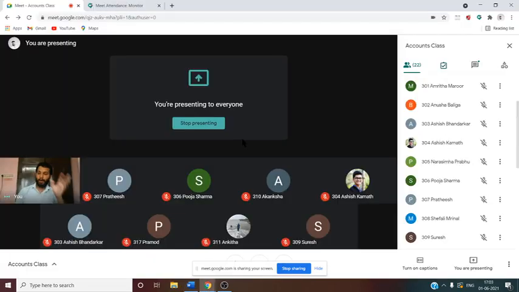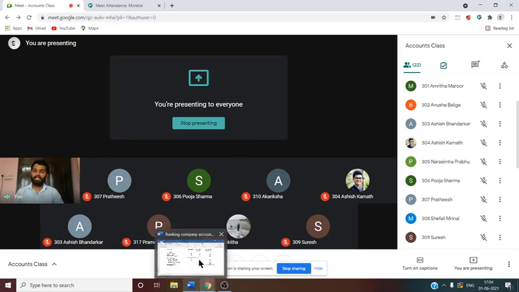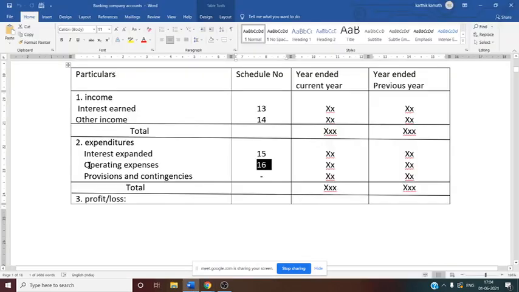Then postage, operating expense. There is a lot of information given, and we cannot discuss all of it, so I am telling it to you in brief. Postage, telegram expenses, telephone expenses, repair expenses, maintenance expenses, insurance expenses, other expenses, all come under operating expenses. We have to identify whether any expense given belongs to operating expenses or not. That is schedule number 16.